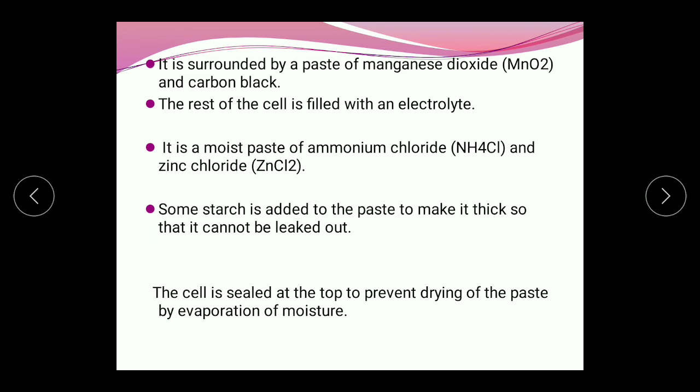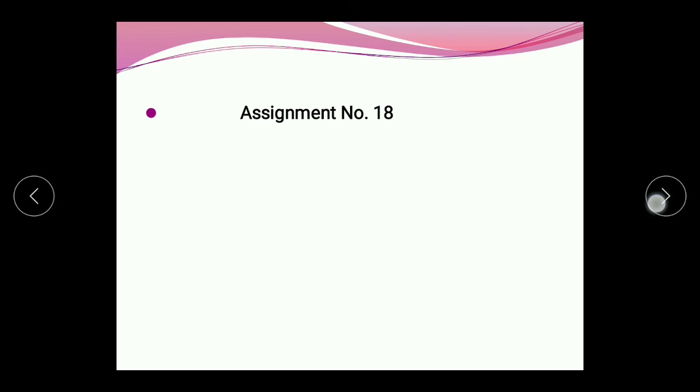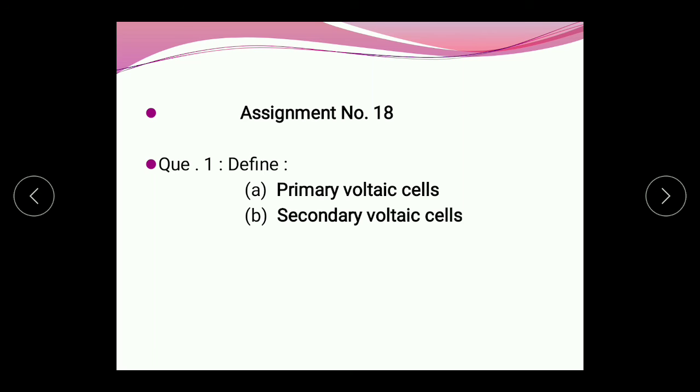So this is all about today's session, and time for the assignment now. The question is simple, you just have to define primary voltaic cell and secondary voltaic cell. Give their examples as well.